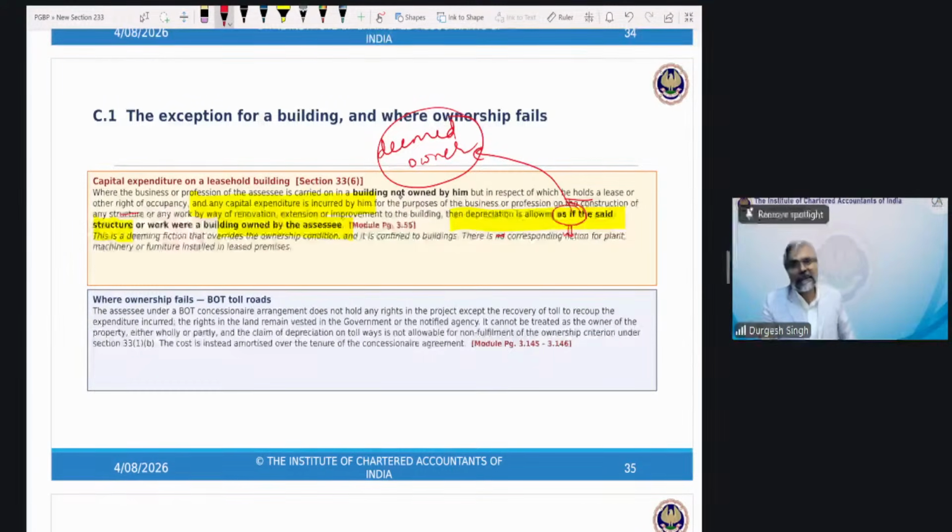And if he is considered as deemed owner, students, will he be eligible to claim the depreciation? And the answer is yes.